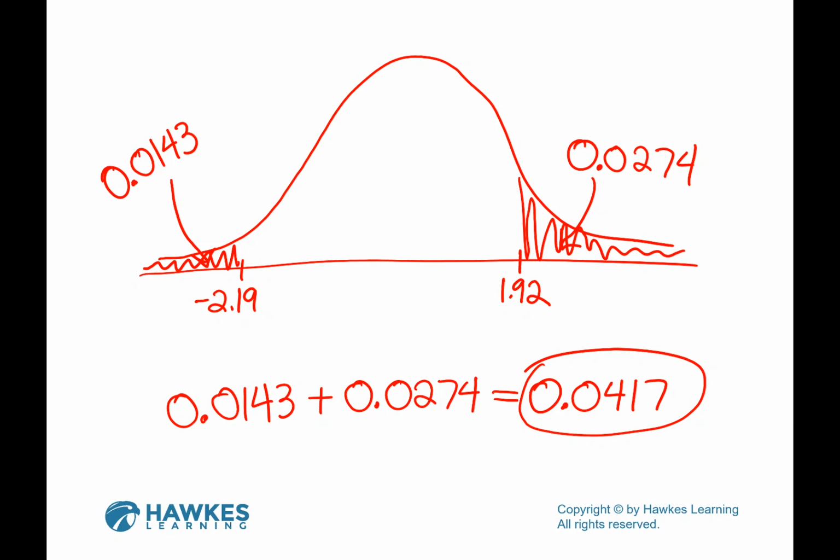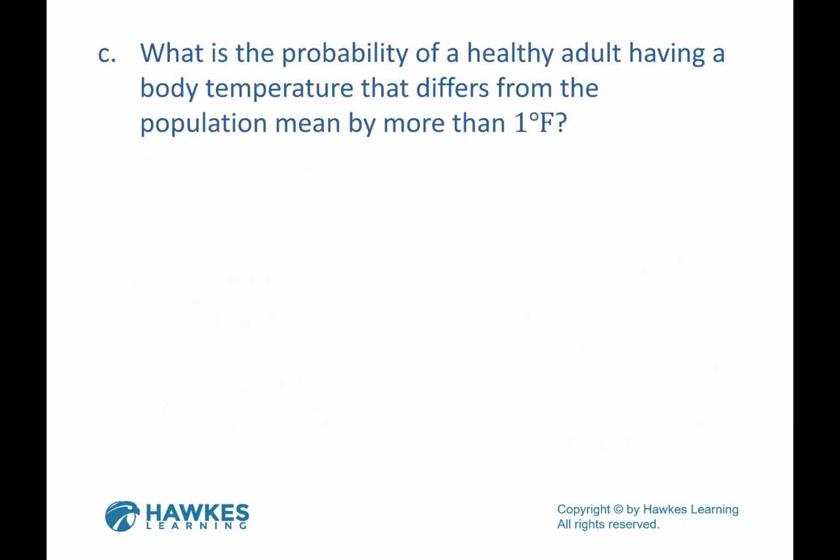Okay, one more. This one's just worded a little differently. It says, what is the probability of a healthy adult having a body temperature that differs from the population mean by more than 1 degree? So on this one, we have to remember our population mean is 98.6.